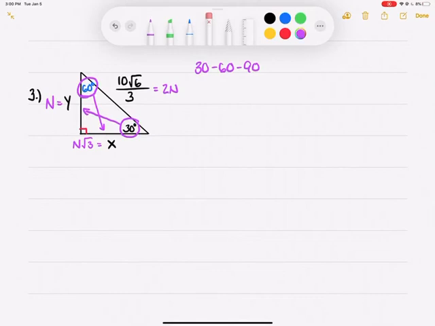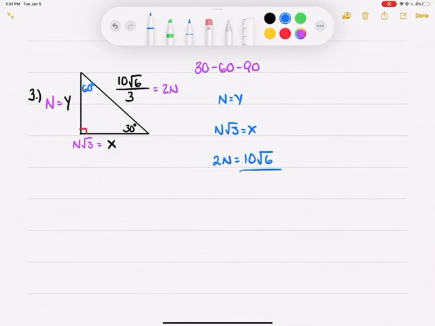Okay, I'm going to get rid of this so it's not so cluttered. But that's how we label our three sides. So I'm going to go ahead and throw these out here. I have n equals y. n square root of 3 equals x. And 2n is equal to 10 times the square root of 6 over 3.